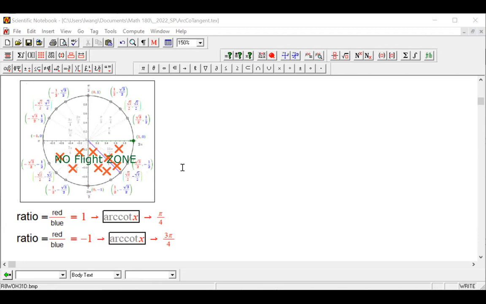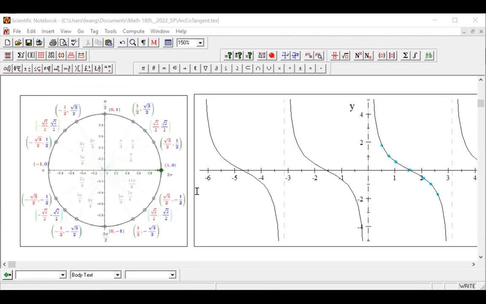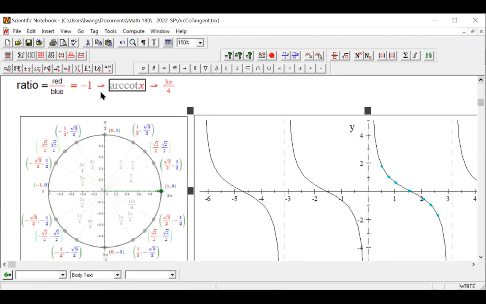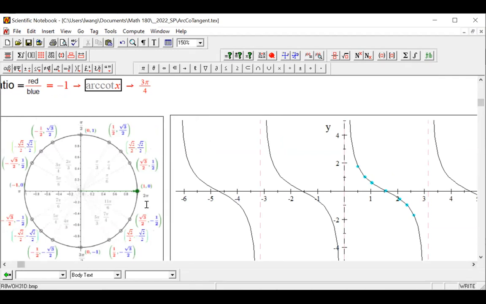So we're going to look at the correspondence with the curve we got. Okay, once we do this, let's look at what has happened to the curve. What happened to the curve is, since we crossed out quadrant 3 and quadrant 4, and this is the no flight zone.